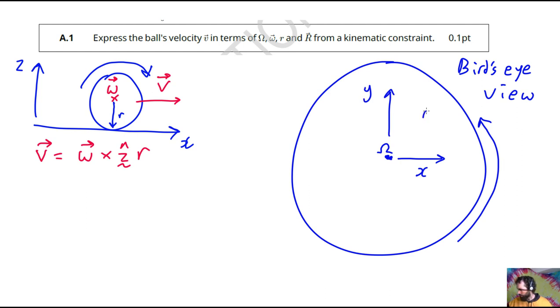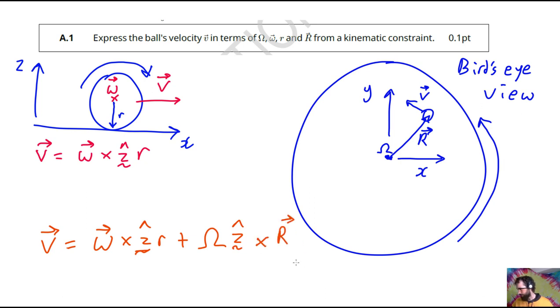Okay, and if we have our ball, to the center of the ball we have a vector capital R, and it's got some velocity V going that way. Then we're going to have an additional component here because the table is rotating in addition to the ball rotating. So if we take the table's rotation into account, then we're going to have to add an extra term. If we update our formula, we have the same as before, V equals omega cross Z direction r. But now we have this additional term where we take the cross product between our capital omega Z and R.